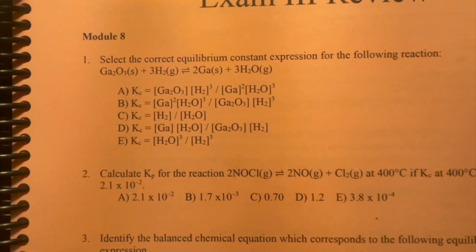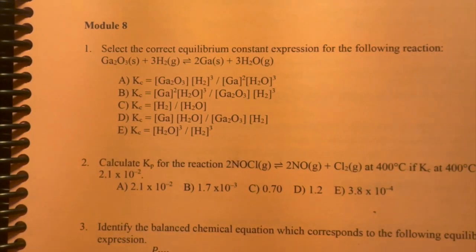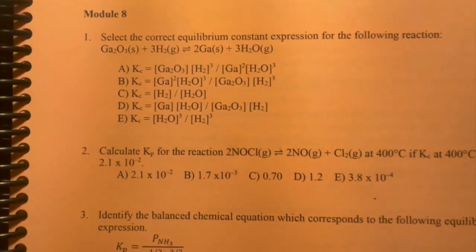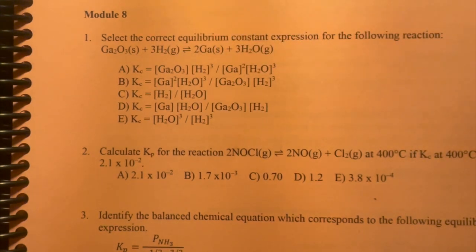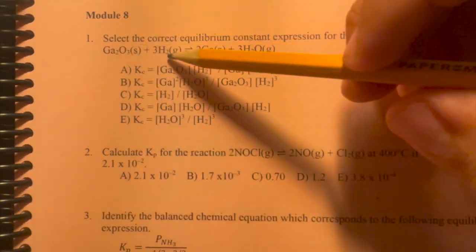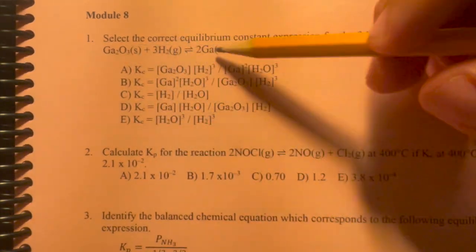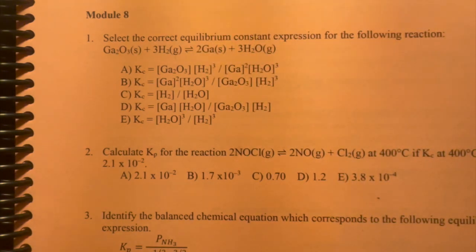All right. Let's go ahead and start with the exam 3 review. So we're going to start off with module 8, which is fairly simple. The very first question says, select the correct equilibrium constant expression for the following reaction. Ga2O3 solid plus 3H2 gas in equilibrium with 2Ga solid plus H2O gas.